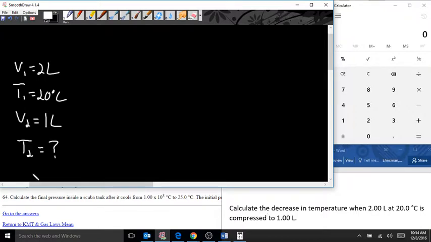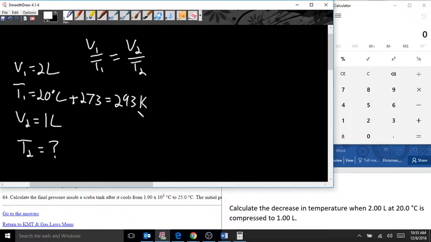Right now, we don't have enough information to get started because my temperature is in degrees Celsius. But I do know what law I'm using. I only have one law that uses volume and temp. That would be Charles's law, which states V1 over T1 equals V2 over T2. Let's convert this temperature into Kelvin. If it's in degrees Celsius, I just need to add 273 to it. And that should give me 293 Kelvin.